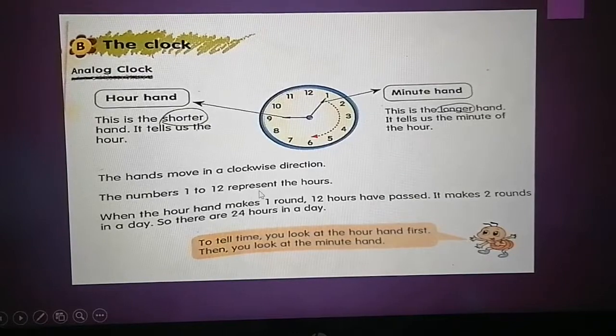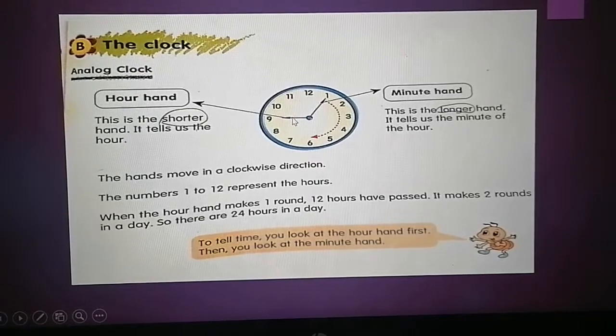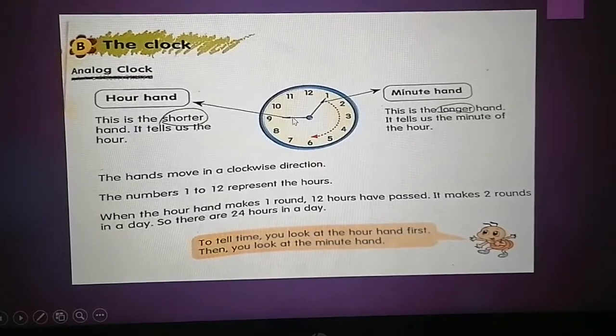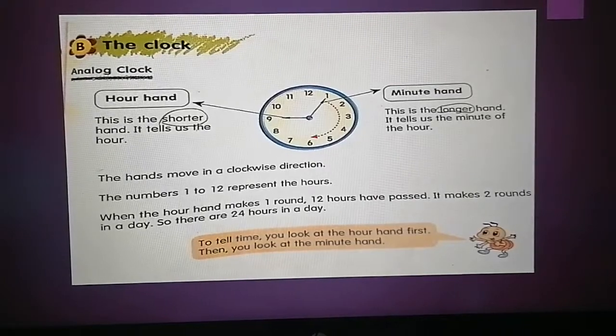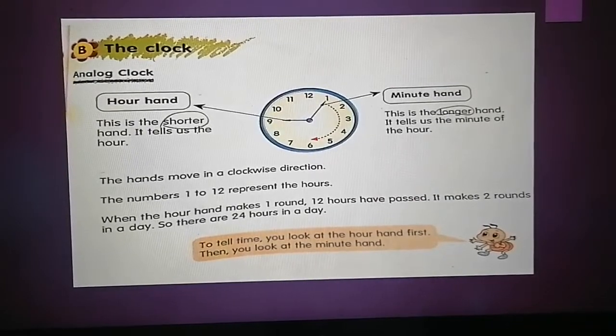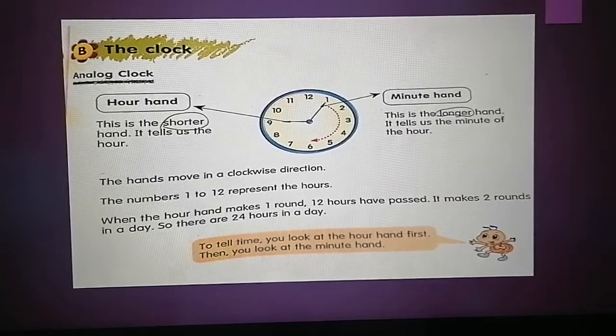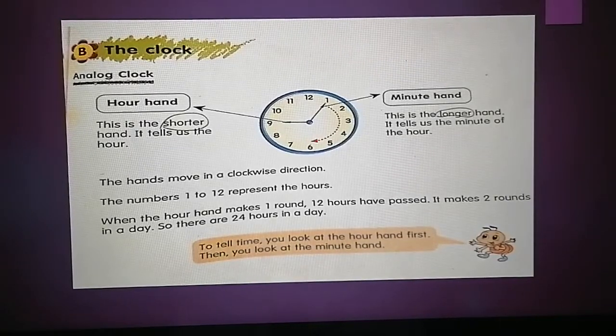So the numbers 1 to 12 represent the hours. When the hour hand, the short hand, moves from here all the way around to here, it makes one round. It means 12 hours have passed, and when it makes two rounds, the day has passed. Like I told you yesterday, one day has 24 hours, so 12 hours passed, one round finished, half a day passed, and two rounds finished, 24 hours finished, one complete day passed.